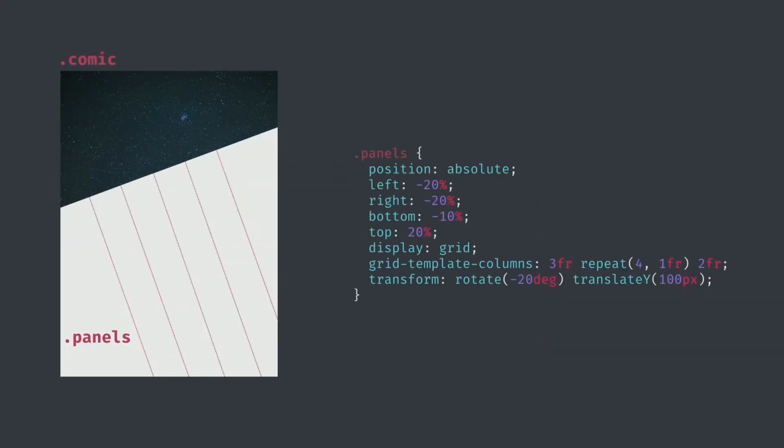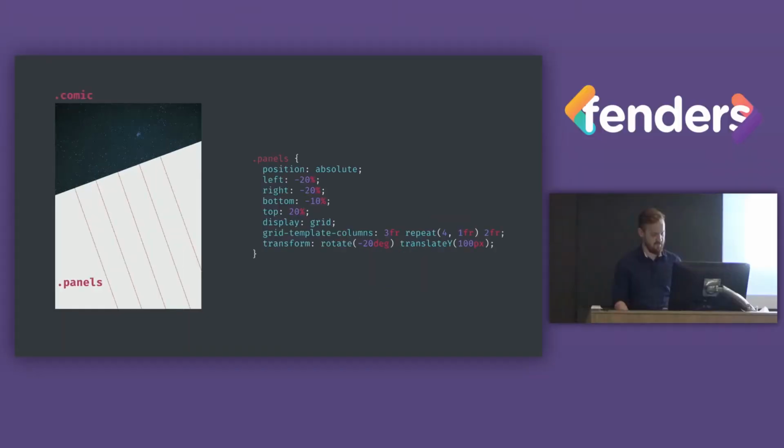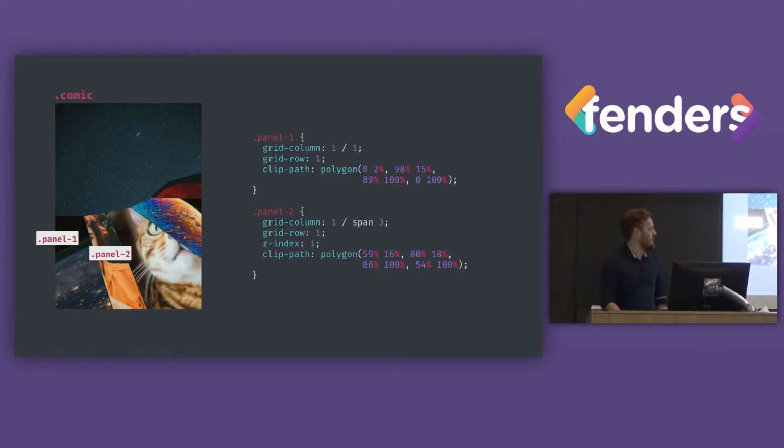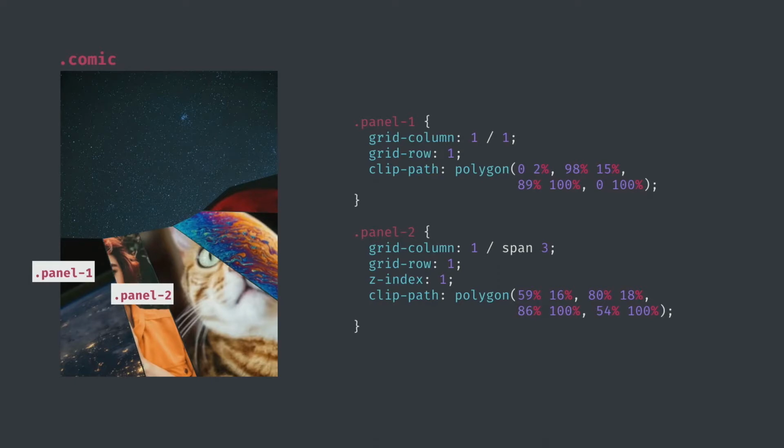We add a new thing in there, panels, which is our grid. It's absolute position, we do some left and right just to get it into spot, and display grid. Now the shape comes from rotating that into there. So we've got one column for each of the panels in our comic. Next up, we start laying our panels into this grid. So grid 1 fills up that space, number 2 fills up that, and it's clip path with the polygon that gives us those shapes in there.